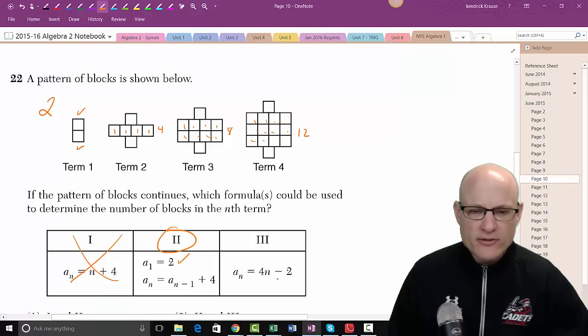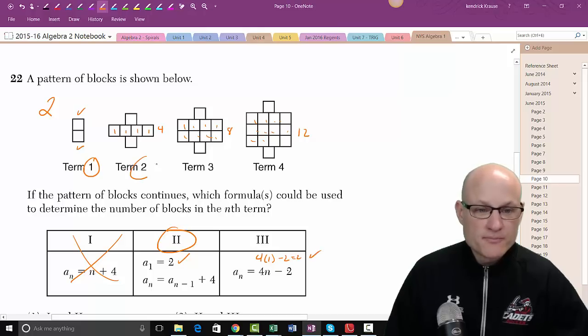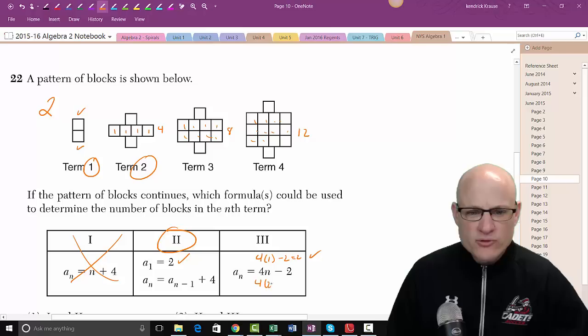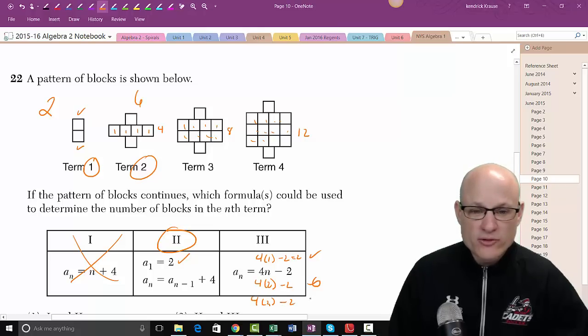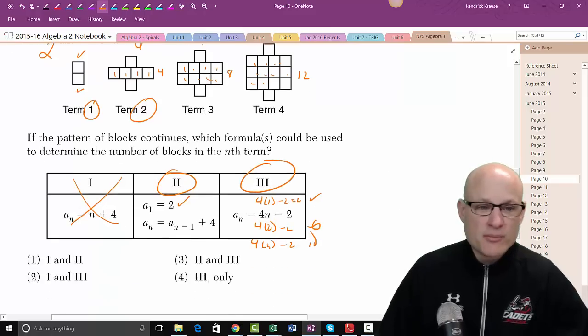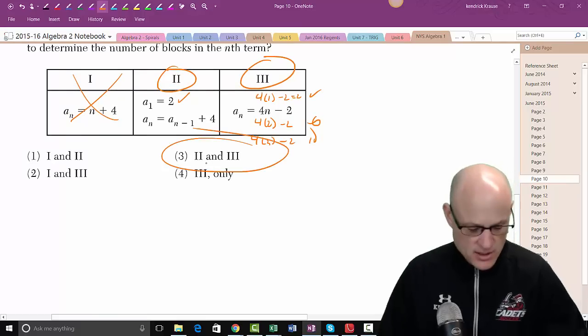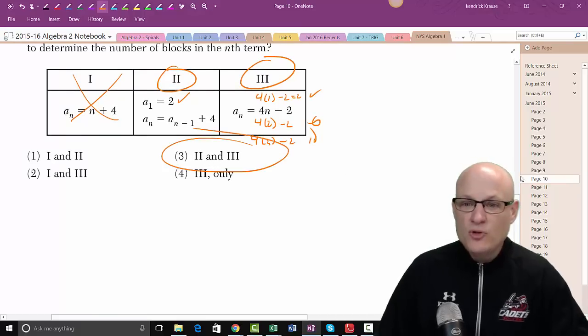So let's try this. Plug in 1 here. If I plug in 1, I get 4 times 1 minus 2 is 2. That seems to work. Plug in 2. 4 times 2 is 8, minus 2 is 6. There's 6. Try 3. 4 times 3 is 12, minus 2 is 10. There's 10. Oh, so this one works too. 2 and 3 both work, kids. 2 left. 2 left, children. 2 left on this one. Yay!